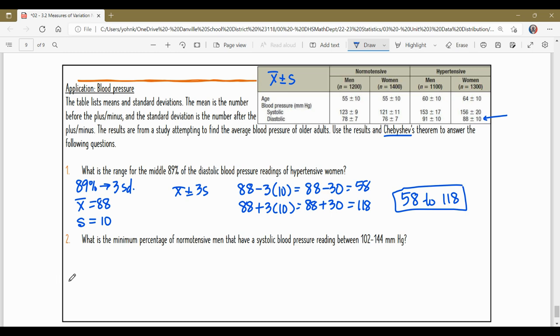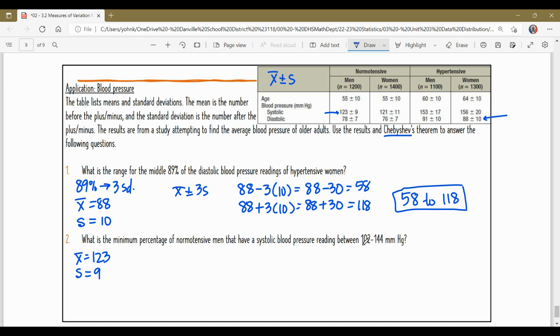Okay, number 2, what is the minimum percentage of normotensive men that have a systolic blood pressure reading between 102 and 144 millimeters per hectogram for blood? All right, minimum percentage of normotensive men with systolic. So I'm looking at this 123 plus or minus 9. So that means that my X bar is 123. My standard deviation is 9.